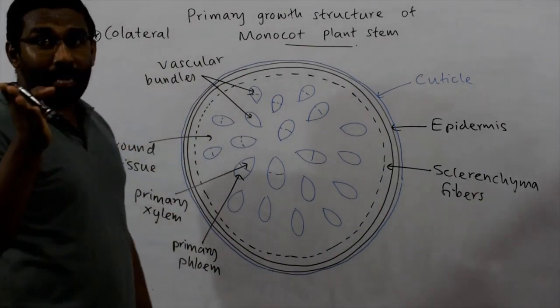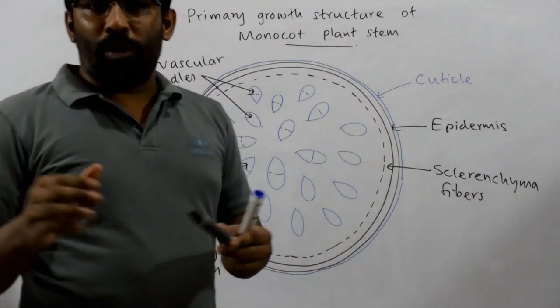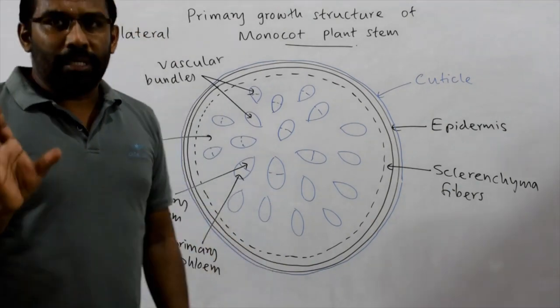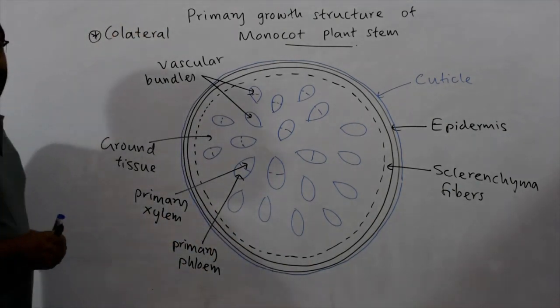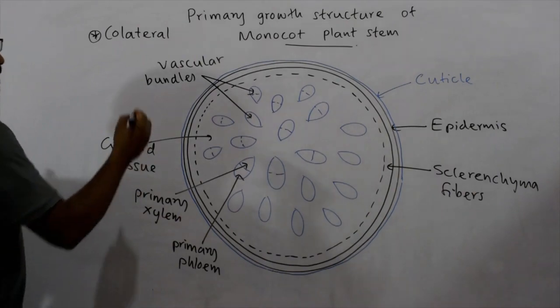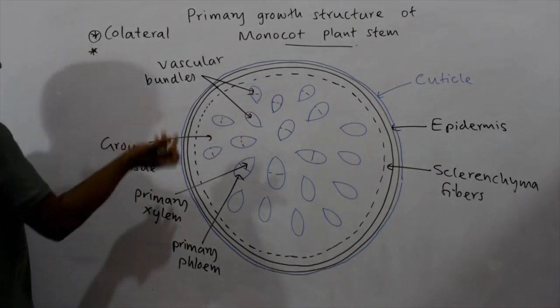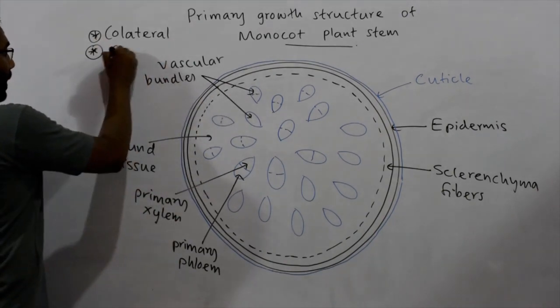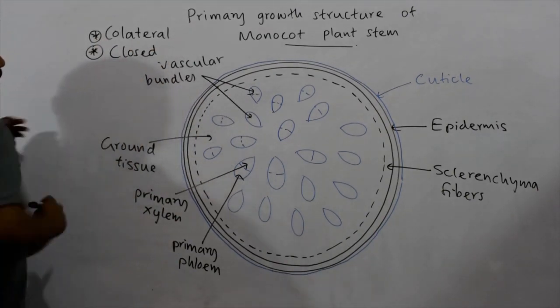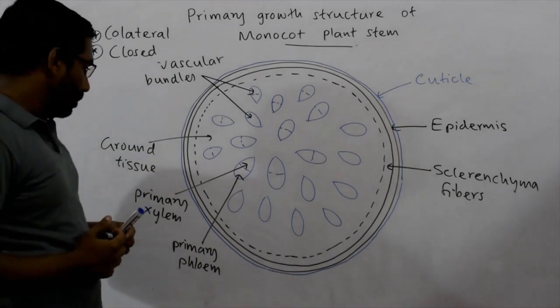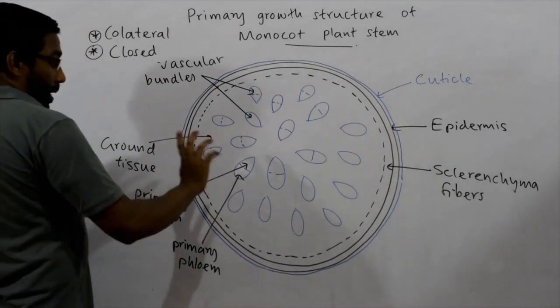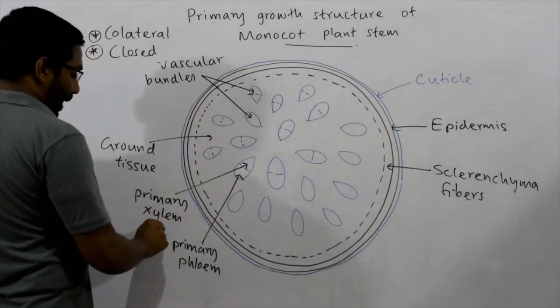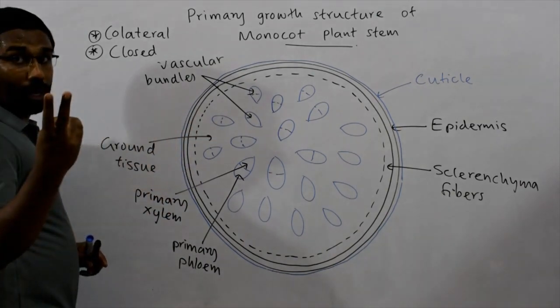In dicot stem, we said when xylem and phloem are separated by intravascular cambium, such a vascular bundle is known as an open vascular bundle. In contrast, here, since there is no intravascular cambium to separate xylem and phloem, this vascular bundle can be termed a closed vascular bundle. Memorize these names additionally.